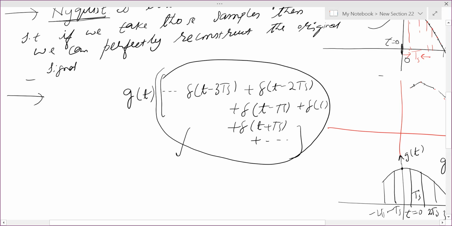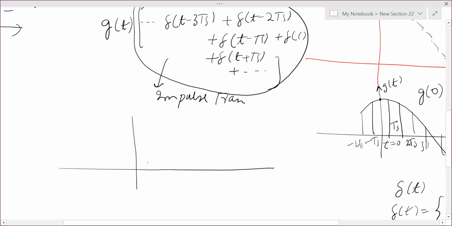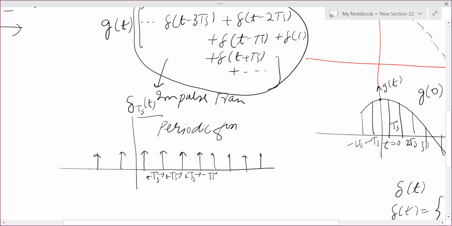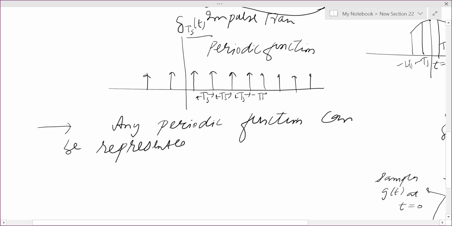This is called an impulse train. If I plot it, the impulse train looks like this, and I represent it by delta ts of t. Why? Because these impulses are separated by ts, which is actually the sampling interval. And this is a periodic function. And as you might have done in your BTech, any periodic function can be represented in terms of Fourier series.